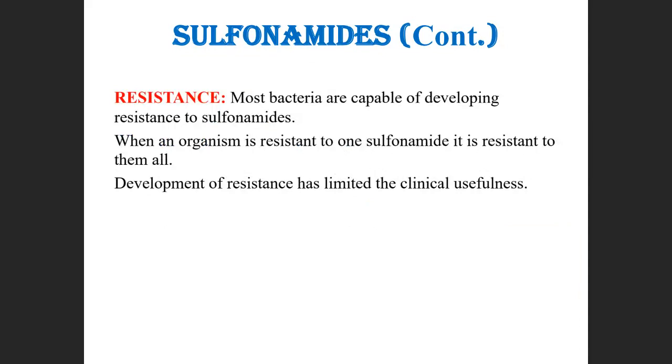Next, resistance. How are they getting resistance? Most bacteria are capable of developing resistance, like maximum all the bacteria is capable of producing resistance, what we have seen. But here in the case of sulfonamides, when the organism is resistant to one sulfonamide, it is resistant to all of the sulfonamides. So here, this is the point.